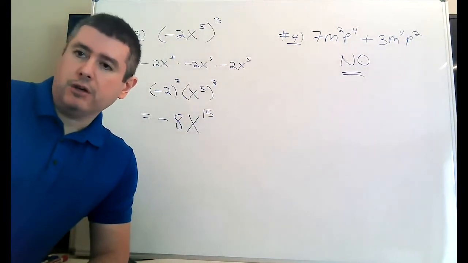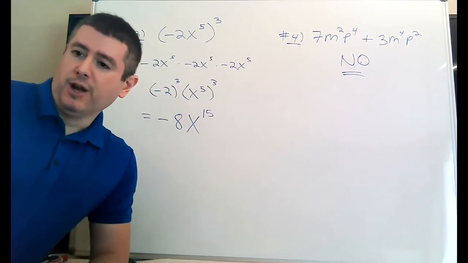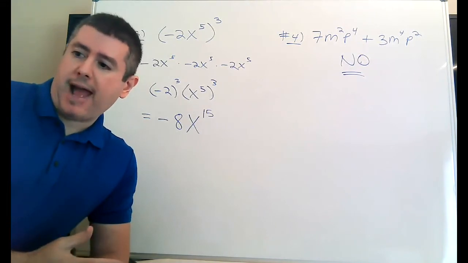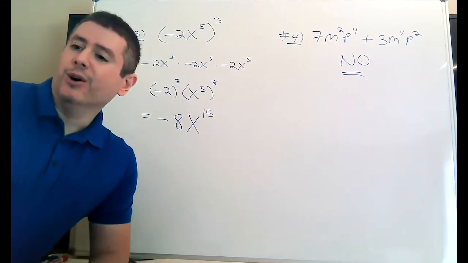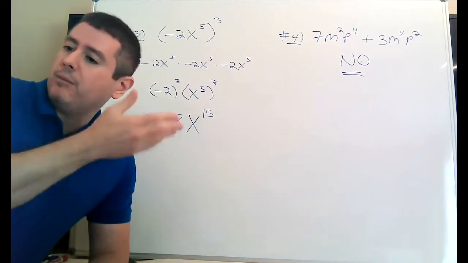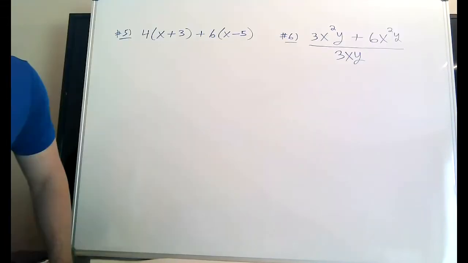They're different. You know, it's like 7 apples and 3 bananas. You got 10 pieces of fruit. But you don't have 10 bananas or 10 apples. If they're different, you can't combine them, so you do nothing. There's nothing to do. All right, we're going to do 2 more.